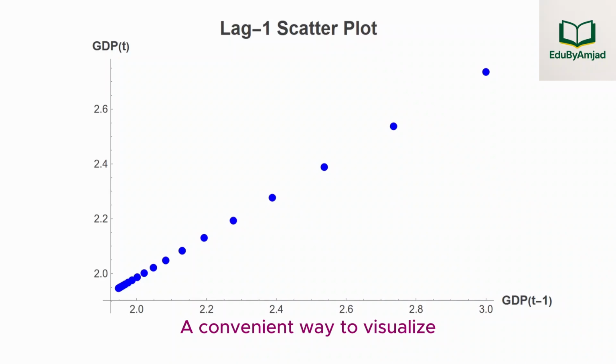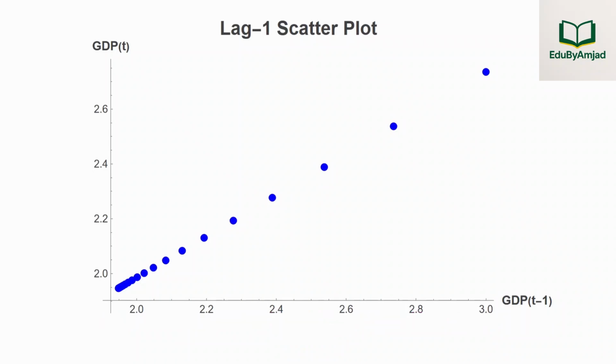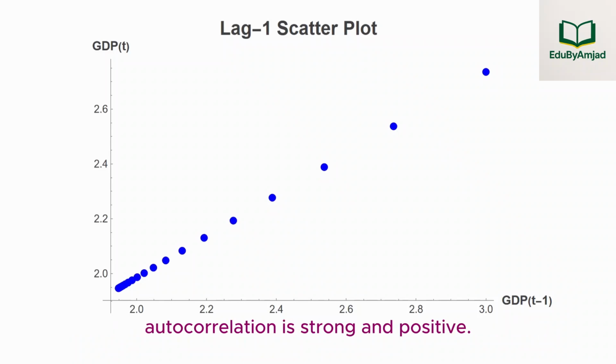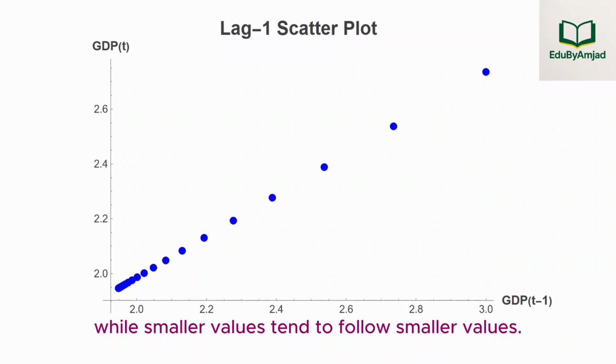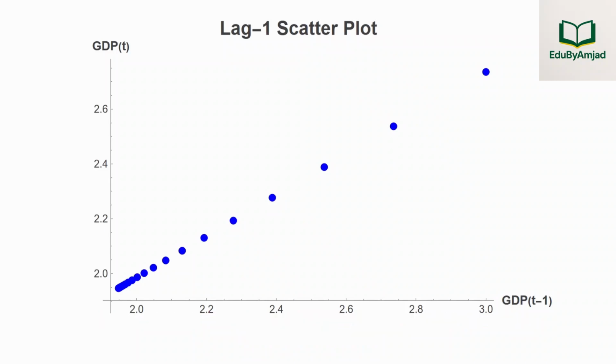A convenient way to visualize autocorrelation is to draw a scatter plot. Each point compares GDP today with GDP 1 year earlier. If the points lie close to an upward sloping straight line, autocorrelation is strong and positive. The upward trend indicates that larger values tend to follow larger values, while smaller values tend to follow smaller values. This is exactly the behavior expected under positive autocorrelation.